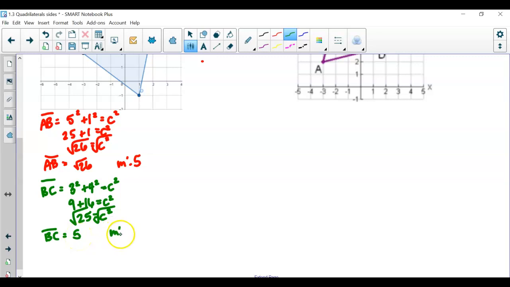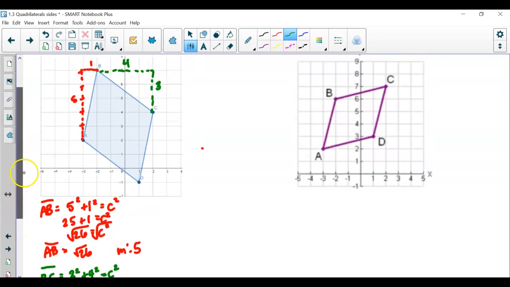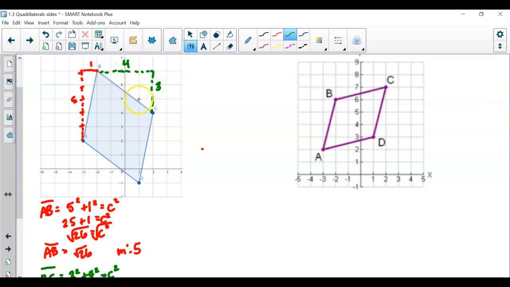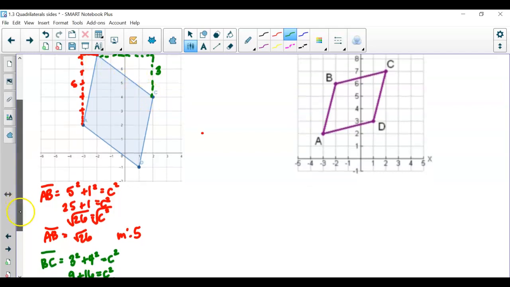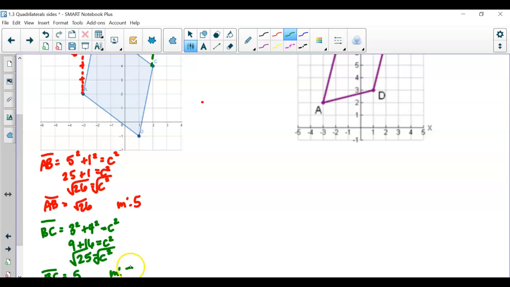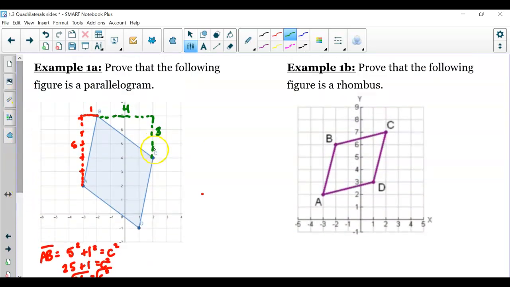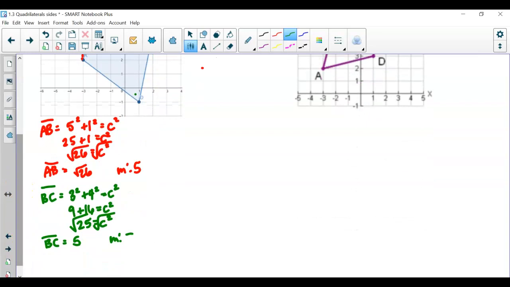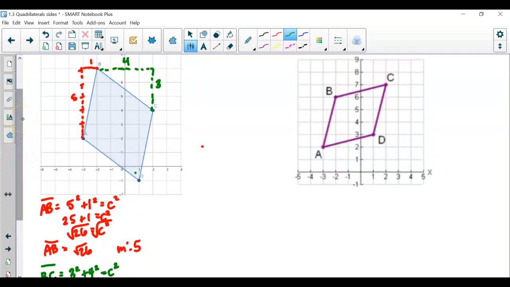Then the slope as well. Now notice this is going down, so the slope is negative. We're decreasing. And the rise is 3. Oops, sorry about that. The rise is 3 over 4. So negative 3/4. So now let's go to side CD.